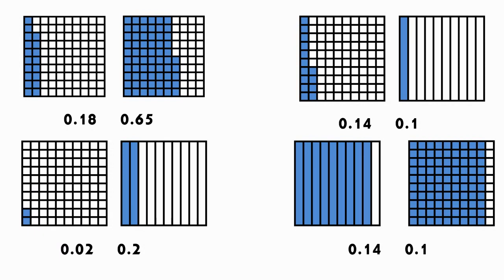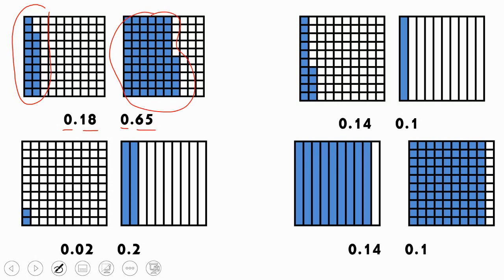So if I'm looking at this first problem, I know I have 0 and 18 hundredths, and I'm comparing it to 0 and 65 hundredths. Well, if I'm looking at this model, I can see 18 hundredths is definitely a lot less than 65 hundredths. This is a lot more shaded. So 65 hundredths is greater. Remember, the little alligator eats the bigger number. It's very, very hungry. So that one's pretty simple.